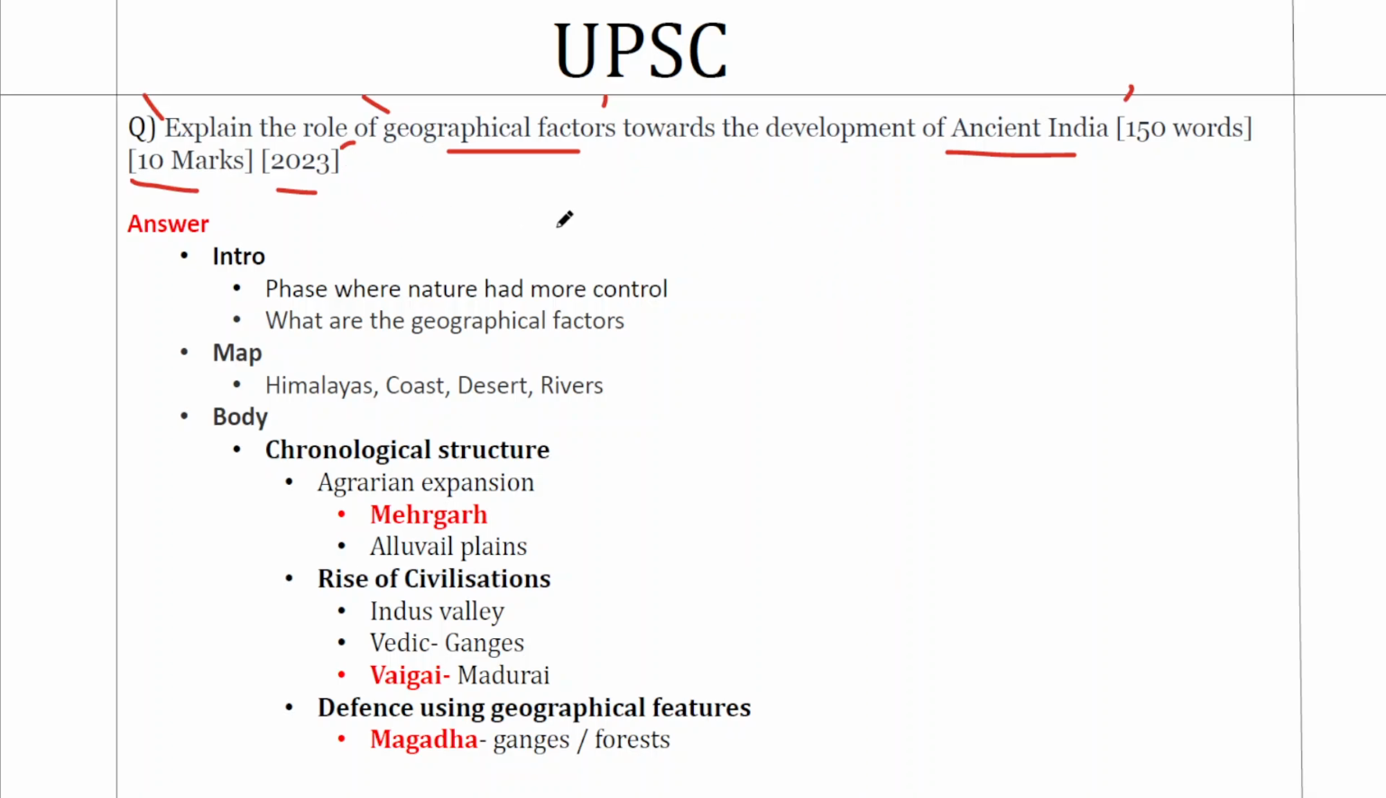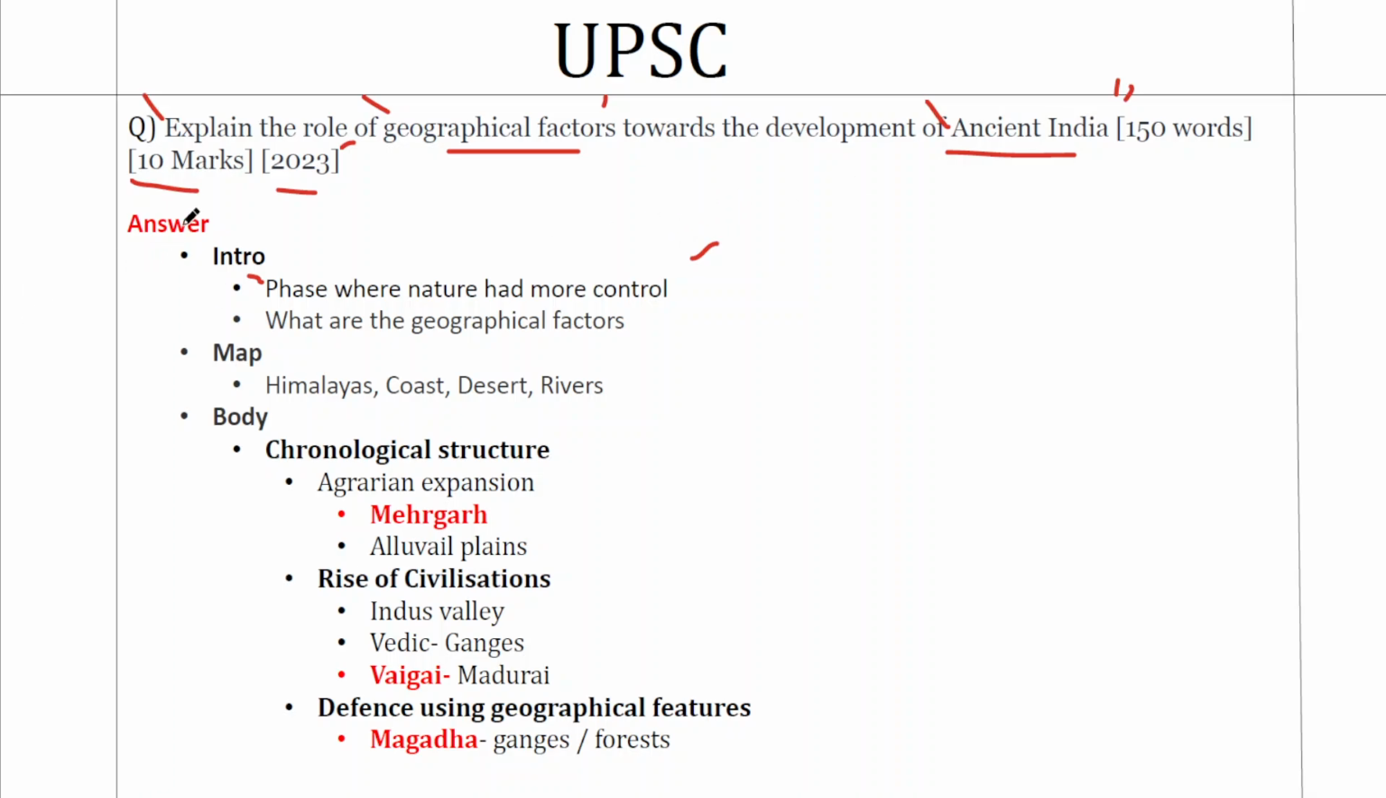Now how do we structure this question? First, we will start by talking about what geographical factors are in the first place. It includes rivers, deserts, the nature of soil, natural barriers like mountains, coast, etc. Then we'll give a key statement: ancient India is a phase where nature had more control over civilizations. Medieval India or modern India is a phase where humans had more control over nature with technology. But the ancient period is different. We are more dependent on natural factors, and that's why geographical factors are crucial in developing the time period.